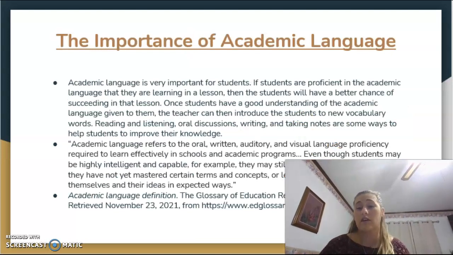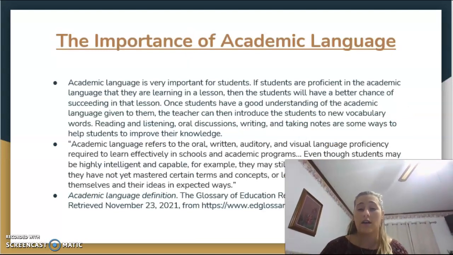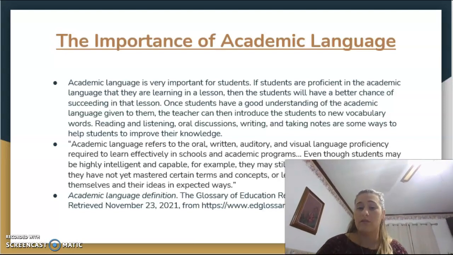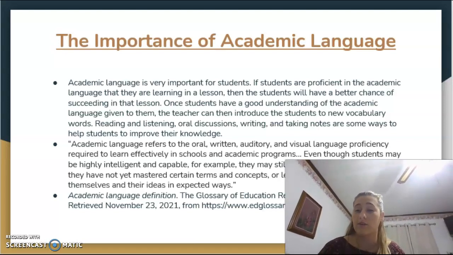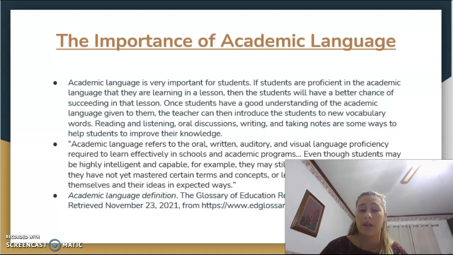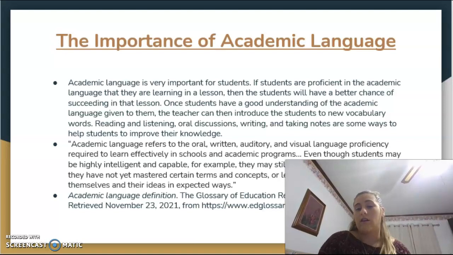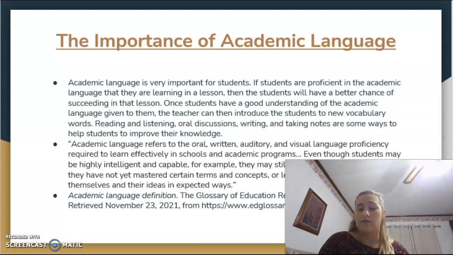The importance of academic language. I talked about how it's very important for students. Students who have a good understanding of the academic language they are currently learning will be more successful in their lesson. Once students have a good understanding of this, teachers can then introduce them to new vocabulary words. Oral discussions, writing, and taking notes are some ways to help them improve their knowledge.